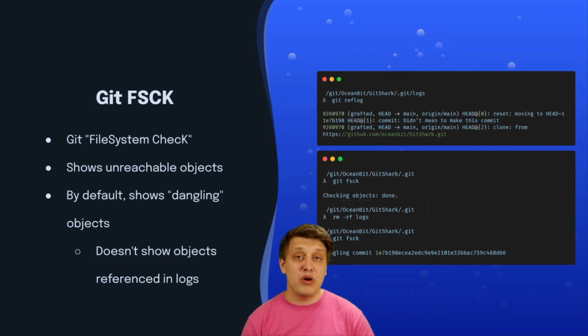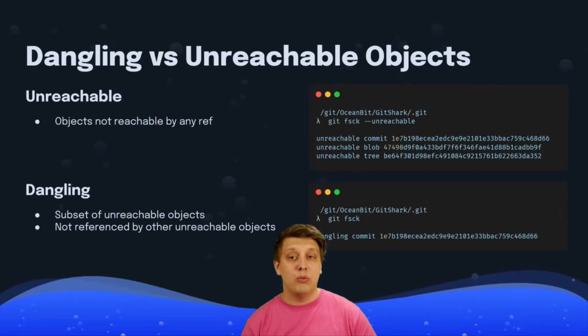Now, if we rerun git fsck, we can see that there is a commit with a commit ID, but it tells us it's dangling. What's that? And why does git fsck select it by default? Well, there are 2 different types of unreachable objects. There are dangling objects and traditional unreachable objects.